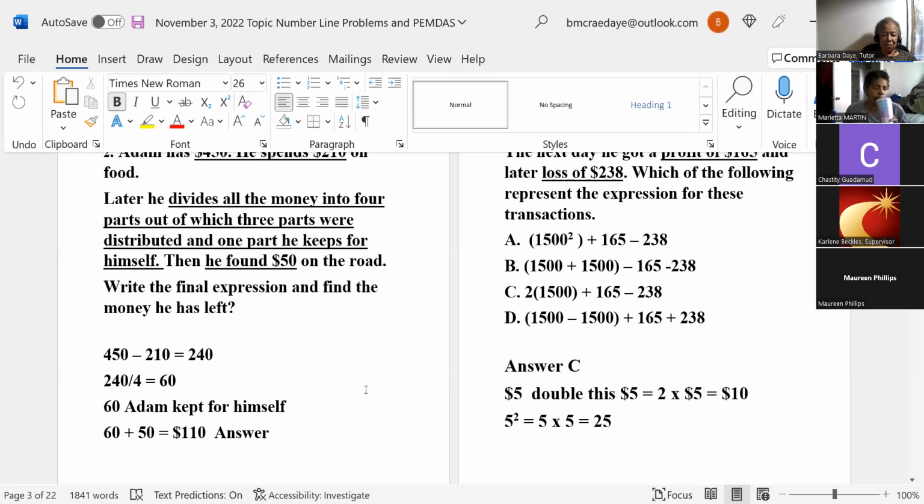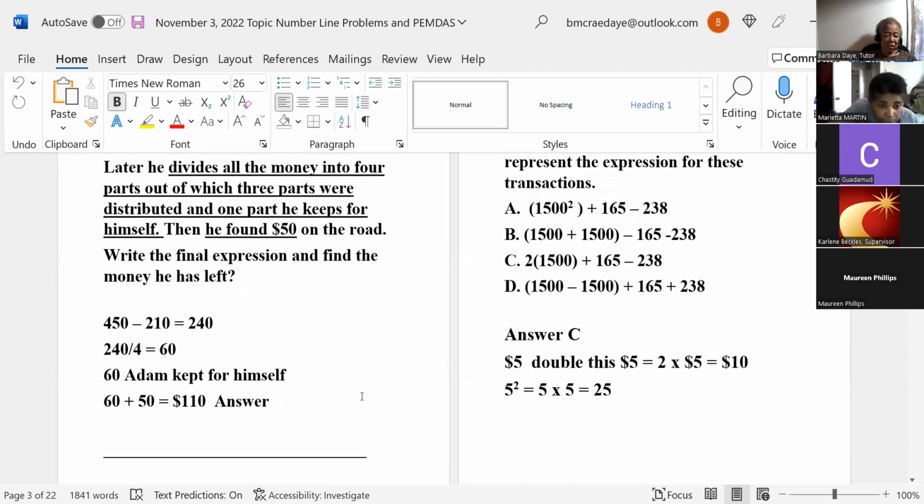Maureen, you sound skeptical. Do you need Marietta to explain it to you? I understand you. Okay. All right. Just want to make sure now. When we say he kept 1 part of that 240, that is equivalent to 60, right? Because you divide 240 by 4. So 1 part would be $60.